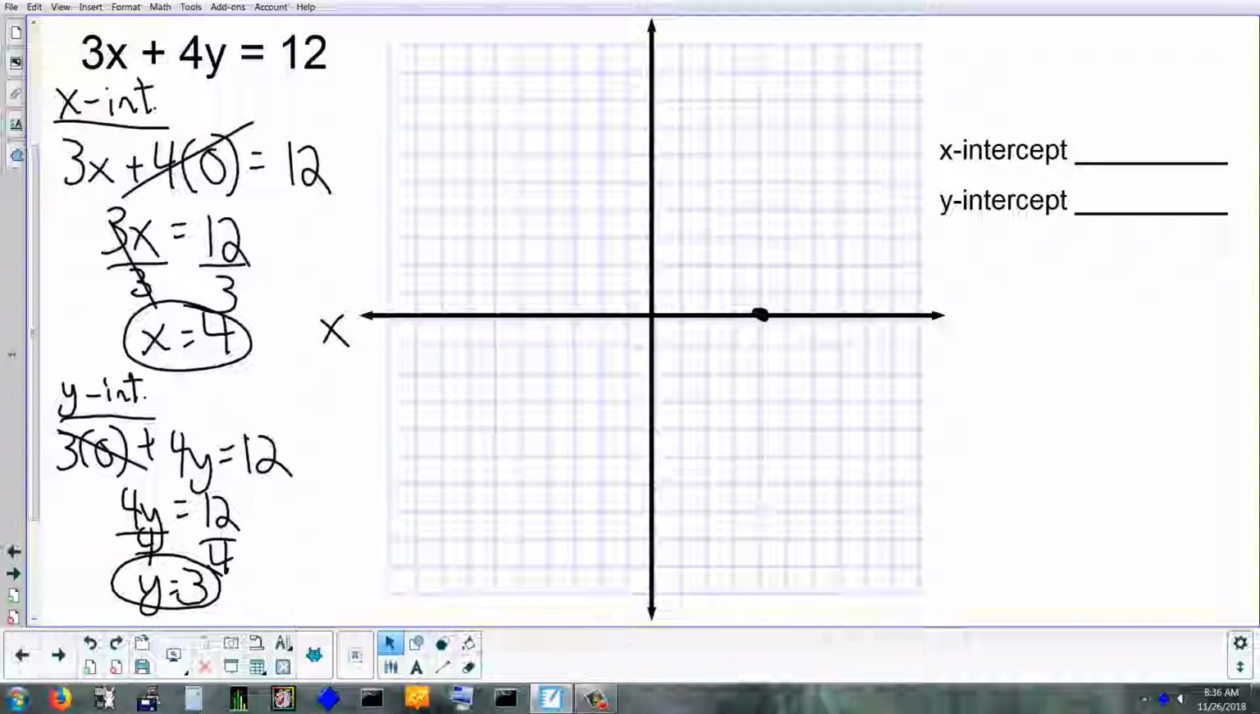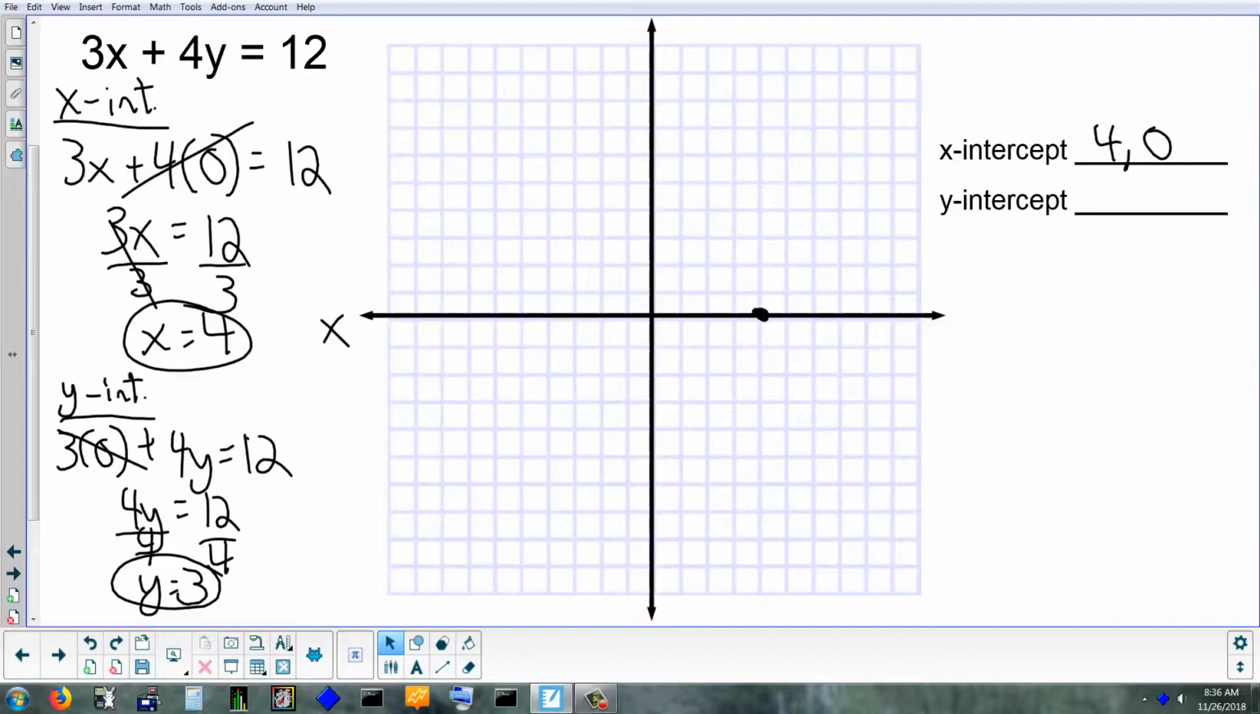Now, what coordinate is that? What coordinate is that, Ellie? 4, 0. 4, 0, right? 4, comma 0. And think about it. To get the x-intercept, we had to plug in 0 for y. So whatever thing you're plugging in 0 for, whether it be the x, if it's for the x-intercept, your y coordinate is going to be 0. If it's the y-intercept, your x coordinate is going to be 0. That's all it's asking you to do is just give us the coordinate.